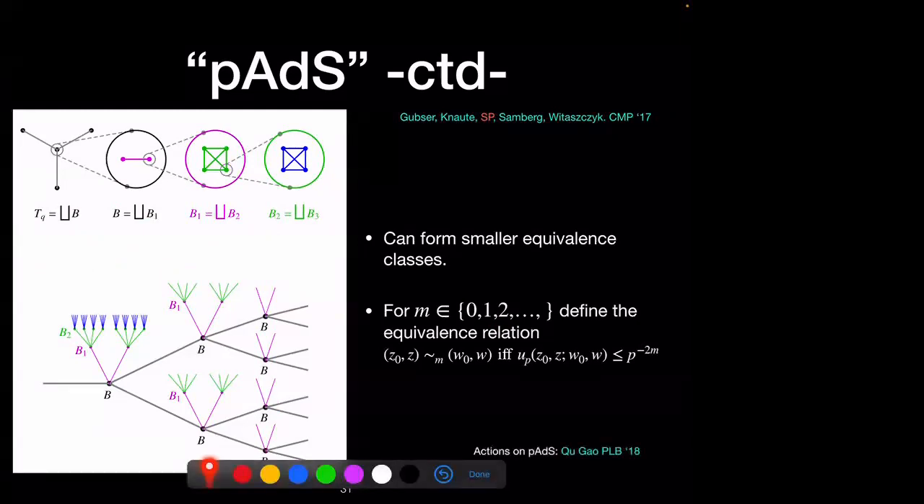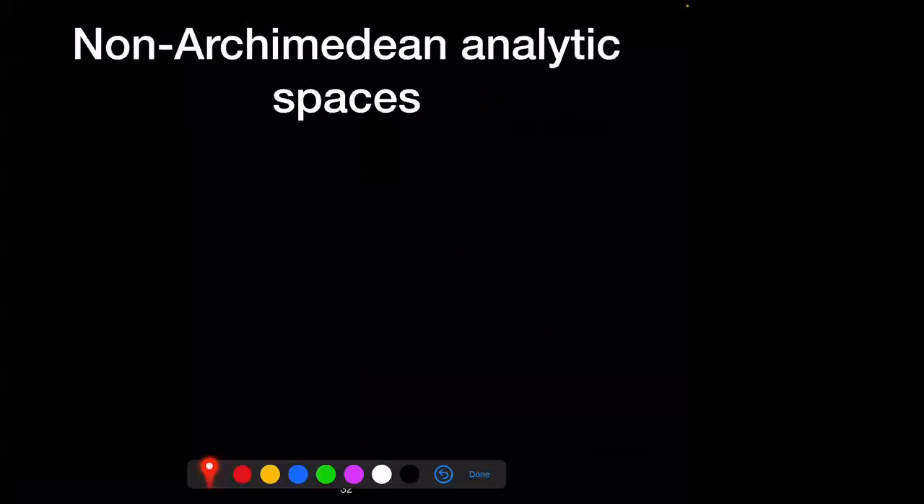And not a lot of work has been done on this. There was one paper with some partial work, but I think this is a great place to study holography or quantum field theory, etc. Okay, so I'm running out of time. I'm just going to spend 1 more minute here and then I will stop.